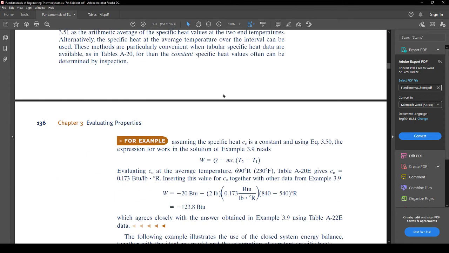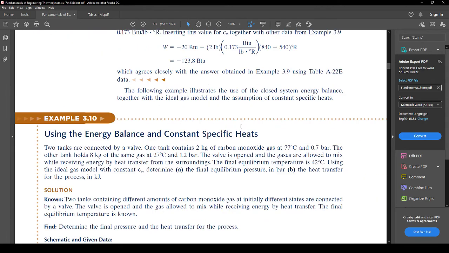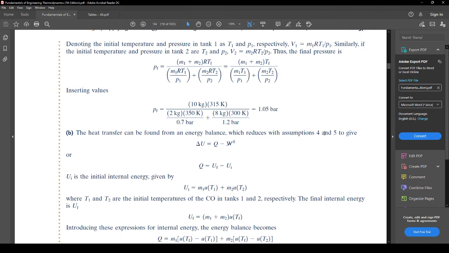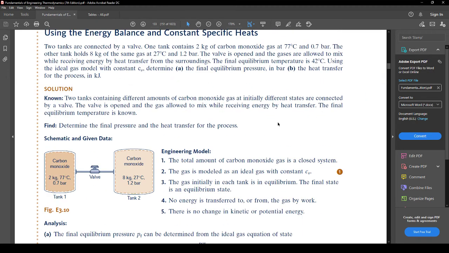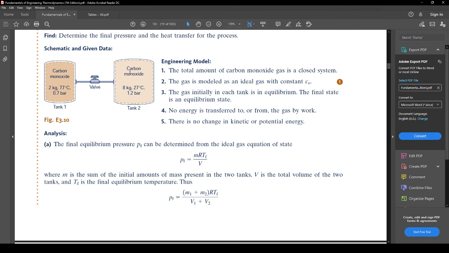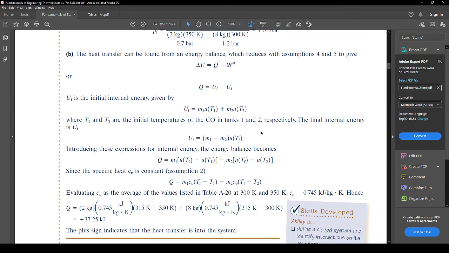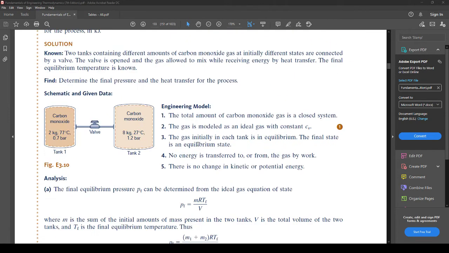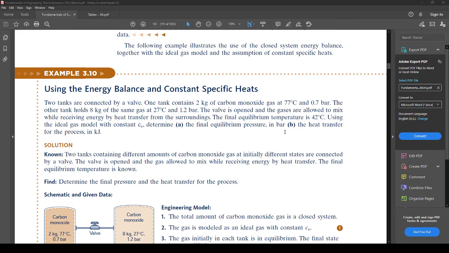But there's one more thing I did want to say before we go. I mentioned something last class about specific heats, and sometimes you have to use an average specific heat value between two temperatures. This is something that they do here, and I wanted to show you that really fast. So when they did this question like us, you remember that question we did the other day with the metal bar and the water? This is a very similar question. And they're trying to find an equilibrium pressure and an equilibrium temperature, I'm pretty sure. Or no, the heat transfer.